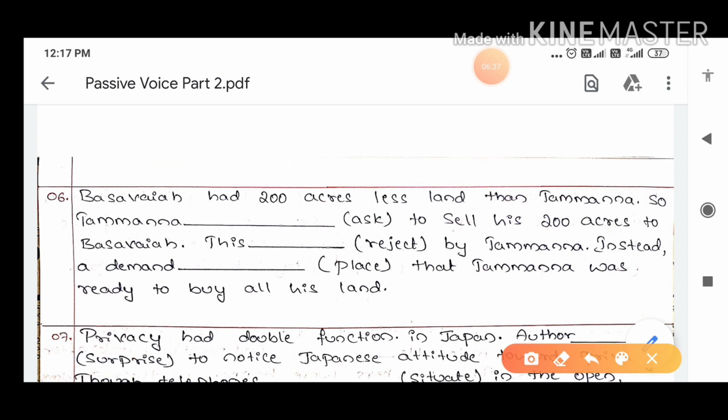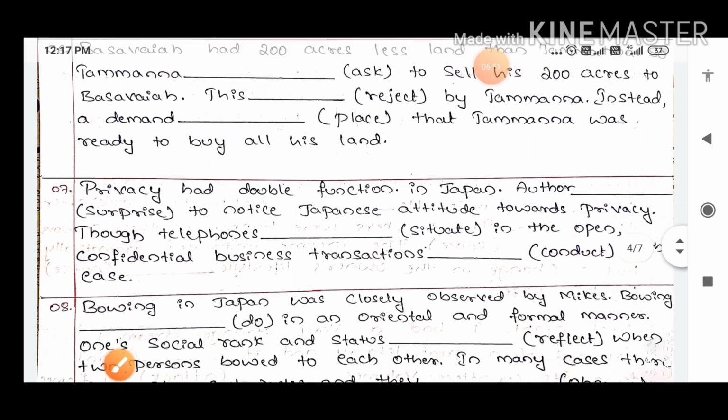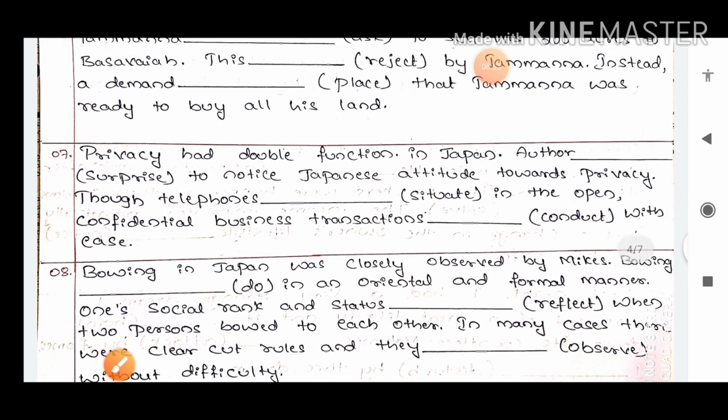Instead, a demand stands for singular, so again we use was. V3 of place is placed. A demand was placed that Tamanna was ready to buy all his land. Now let us move on to the 7th one.